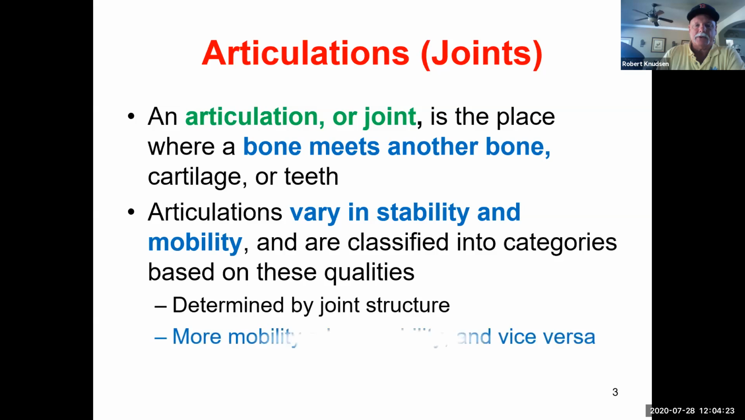Determined by joint structure. The more mobile, the less stable, and vice versa. That's what I was telling about. Your shoulder is the most movable, but it's the least stable. Your skull is the least movable, but it's the most stable. Good, good. Here's the graph.